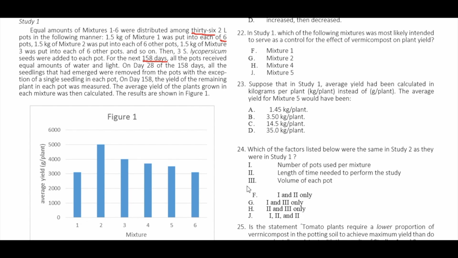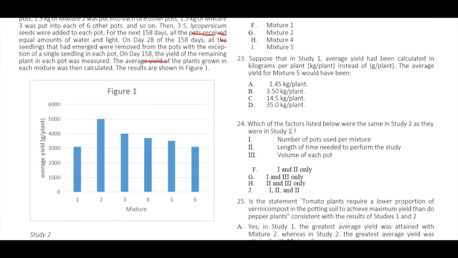The third part is the volume of each pot, and right off the bat we see that it's 2 liters per pot. So we have 6 pots per mixture based on study 1. The length of time is 158 days, and the volume for each pot is 2 liters.